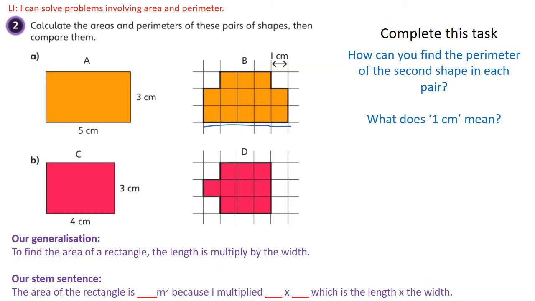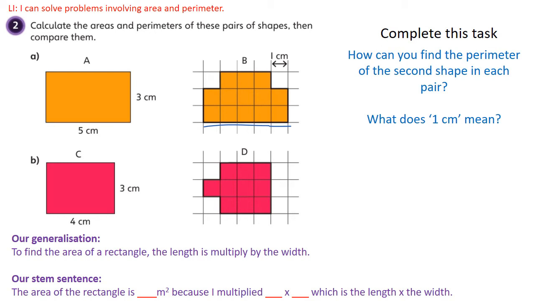In this question, you have to calculate the areas and the perimeters for these pairs of shapes and then say what's the same about them and what's different about them. So in A, we've got shape A. We can find the perimeter. Remember, the perimeter is the distance around the outside. So we've got 2 times the length plus 2 times the width. We can also find the area. Length times width equals area.